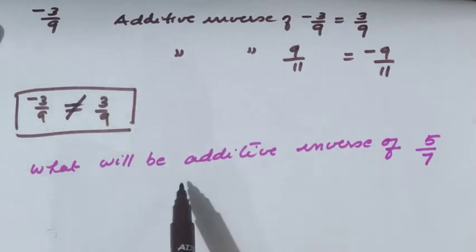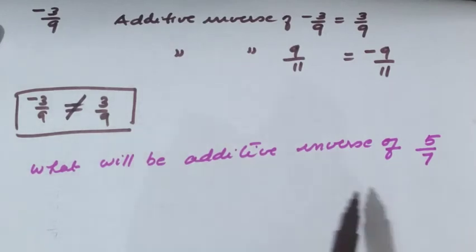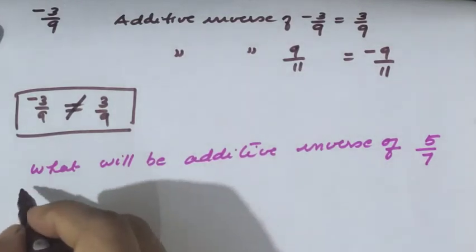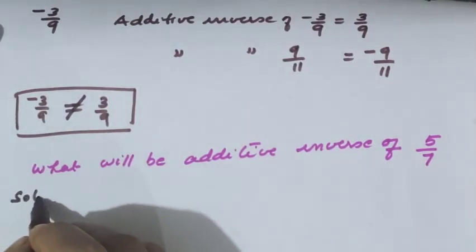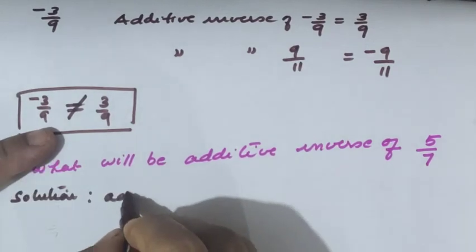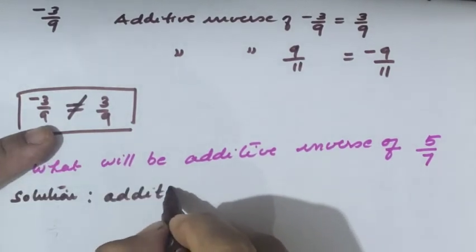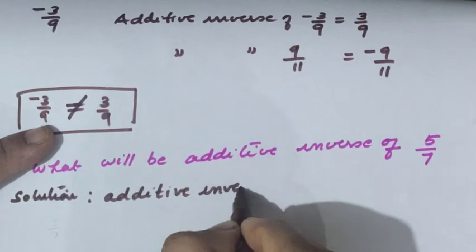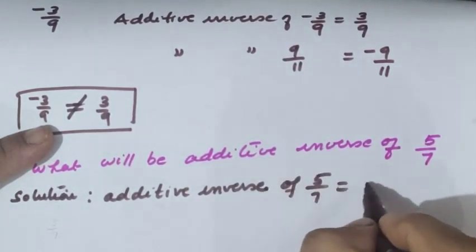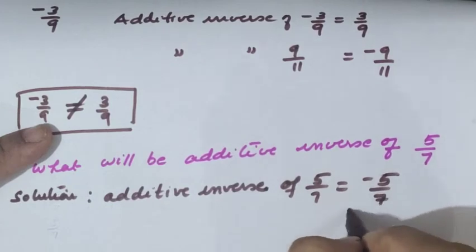In the question paper we will ask a question like this: write the additive inverse, or what will be the additive inverse of 5 by 7. Some children will write: 5 by 7 equal to minus 5 by 7. That is wrong. In the solution we should write like this: additive inverse of 5 by 7 equal to minus 5 by 7, right?